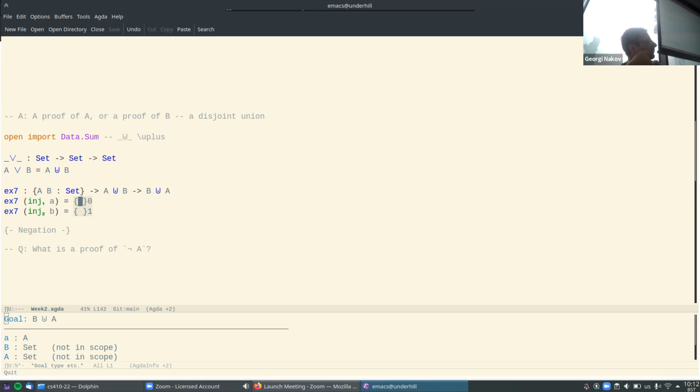For products, for pairs, if you do case analysis, you get one case and you expose two pieces. Whereas here, we're exposing two cases. A bit of information has just turned up and we can make use of it. So here, if we're trying to prove A or B implies B or A, we just see which of the two we had, and now we know which way to turn. So now we have a proof of A that we can inject on the right.